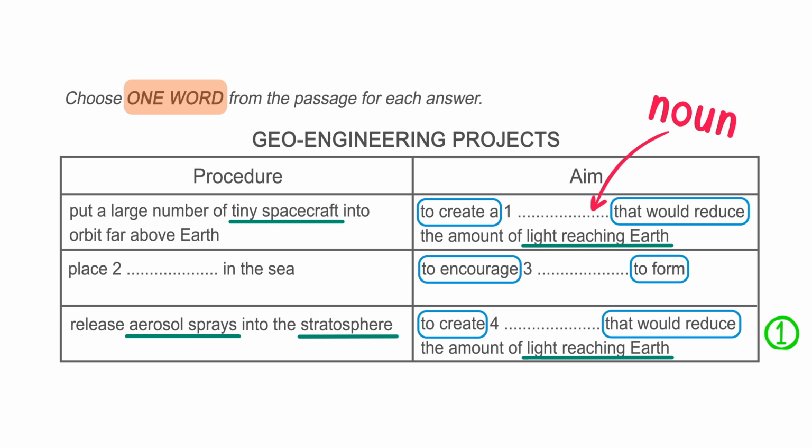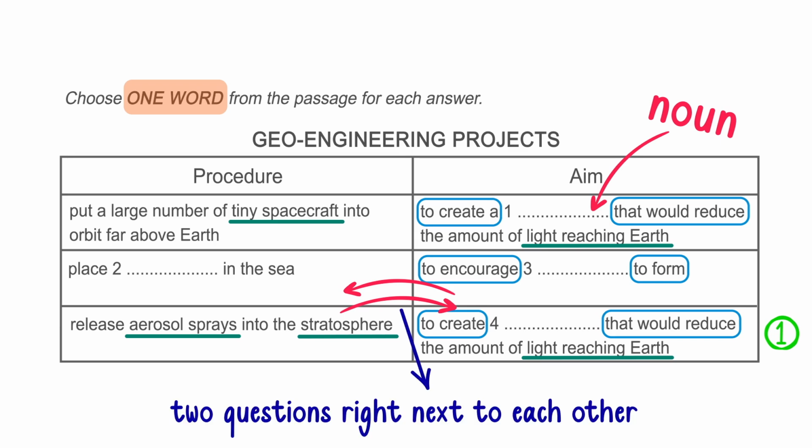And for question number two and number three, something is very important here: maybe the order of number two and three is reversed in the passage. As I said, when you have two questions right next to each other, there is a chance that their order may be reversed. So bear this in mind. This is a trick that I have found a lot in IELTS reading passages.